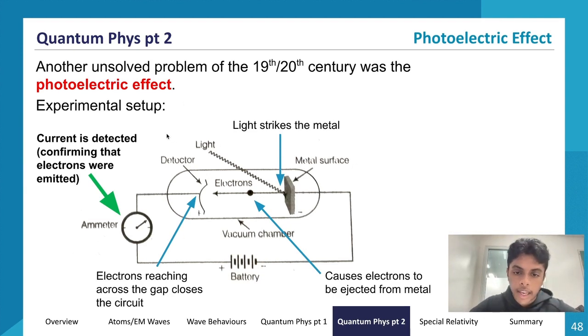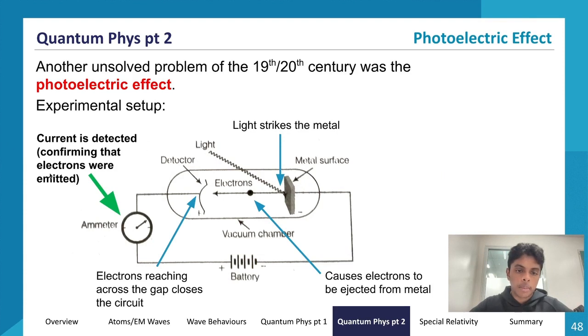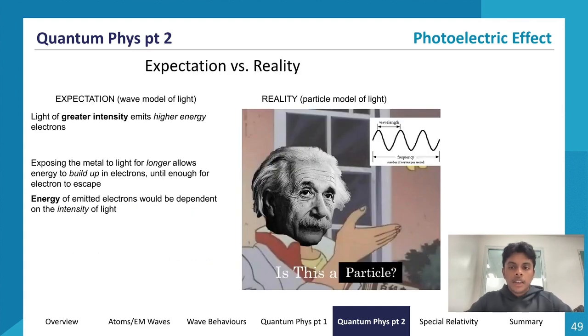So this is the setup for the photoelectric effect. It's in a vacuum, and light strikes the metal. Because metals have free moving electrons, the electrons in this metal get ejected out of the metal into the detector, or the gap, and then go through the ammeter and the battery, and we can find out properties like the photovoltage or the photocurrent, etc. Basically, current was detected by the ammeter, confirming that electrons were emitted. That's very important here as well. The detection of current and electrons is what the photoelectric effect is. When photons strike the metal, electrons are emitted.